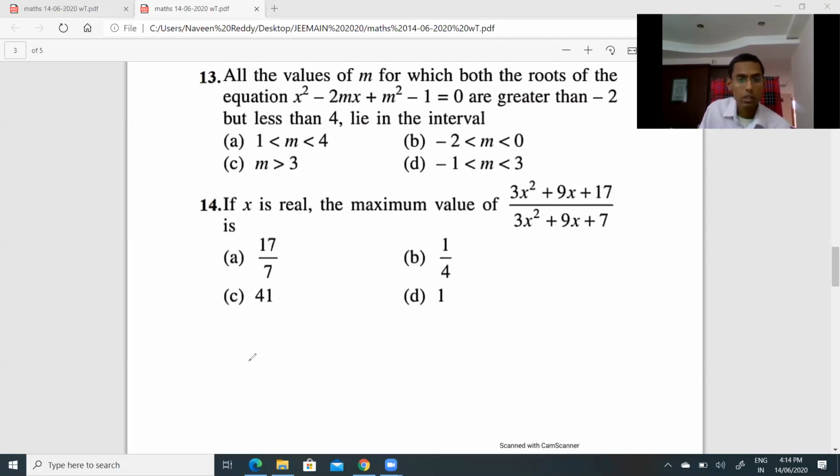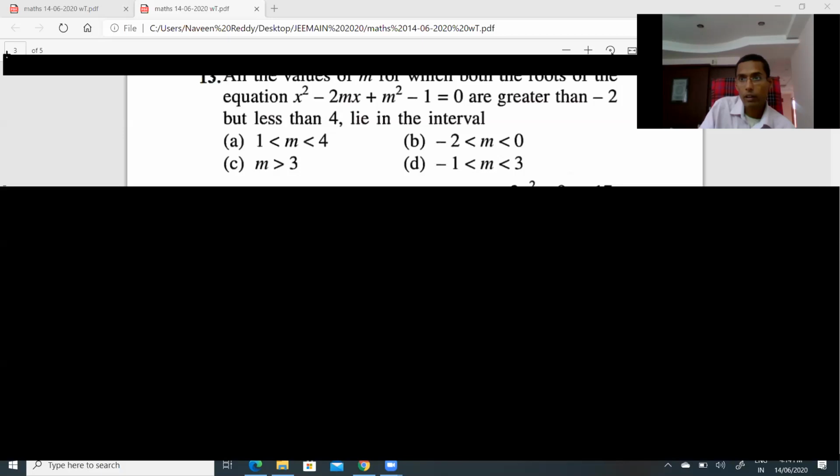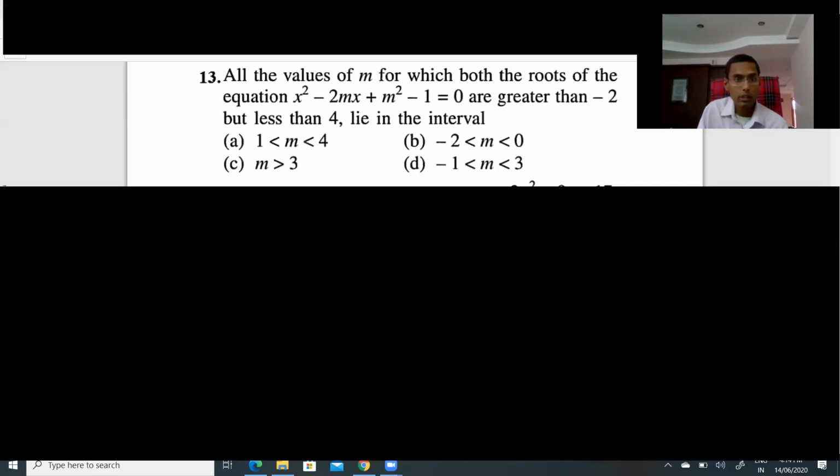The 10th question. Okay, see here what we can do. Okay, just we make the board. Okay. Alright. So question is, we need to find out m value for which both the roots of the equation are greater than minus 2 and less than 4. That means here first method, method 1 we have done, now we need to find out the roots. What are the roots here?